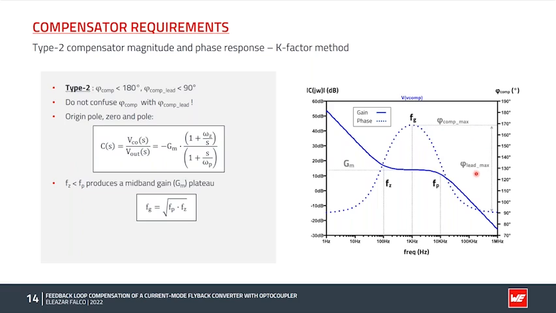And here we can see the difference between the two terms. The phase lead is simply the phase of the compensator minus 90 degrees, which is the constant phase that this compensator provides.